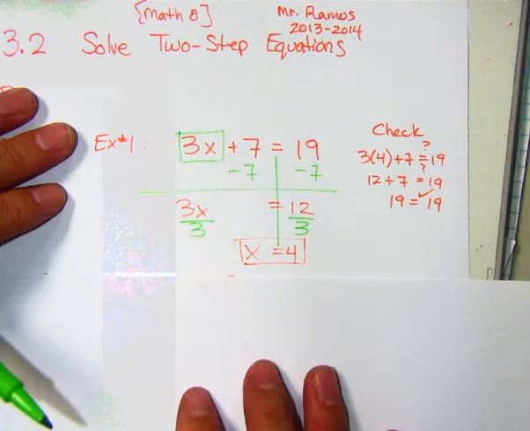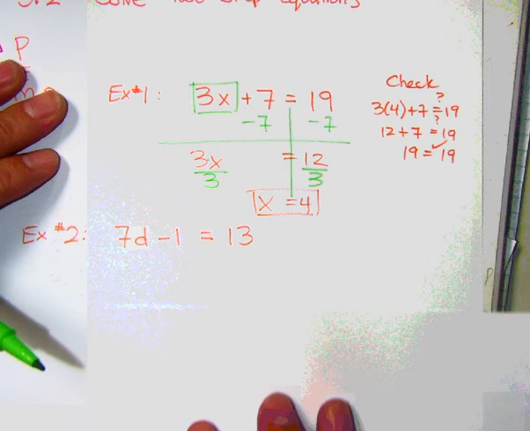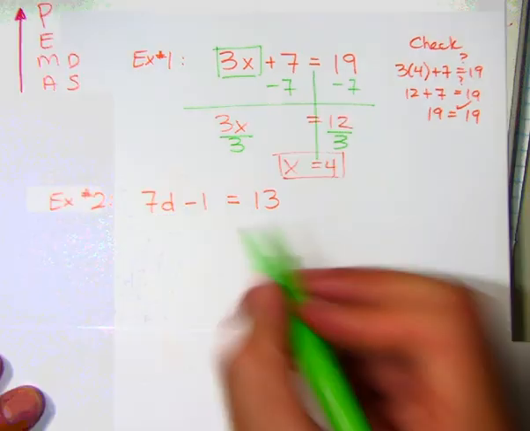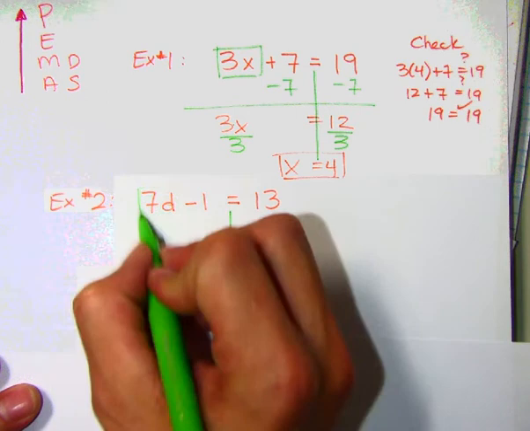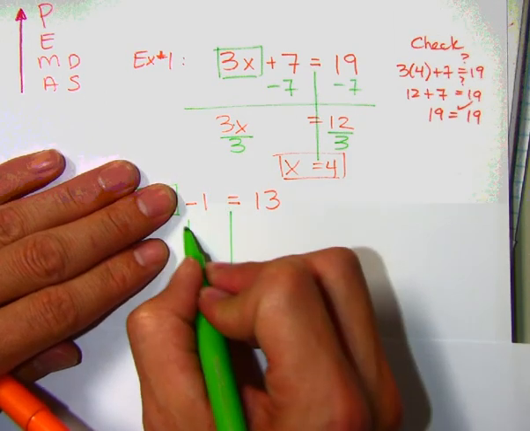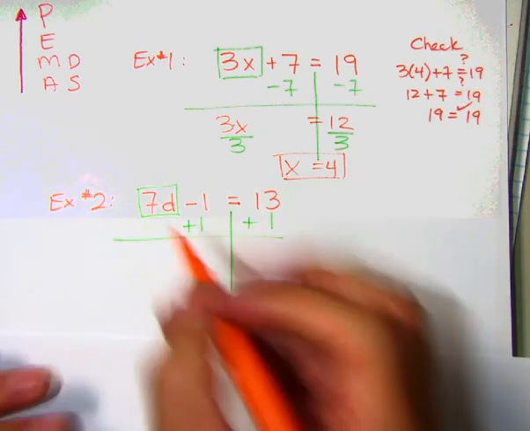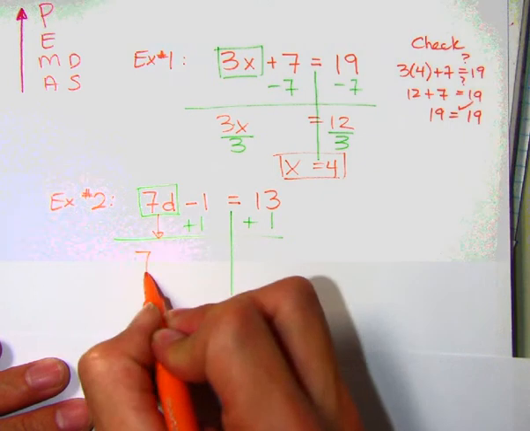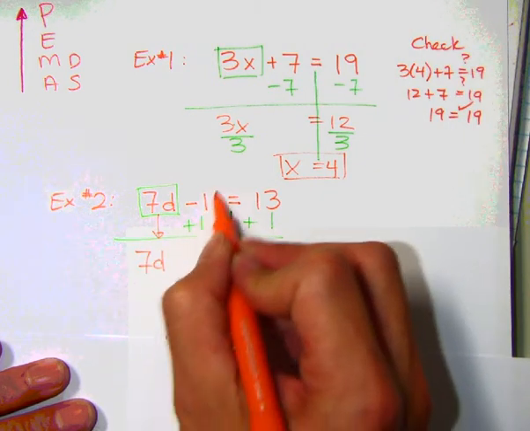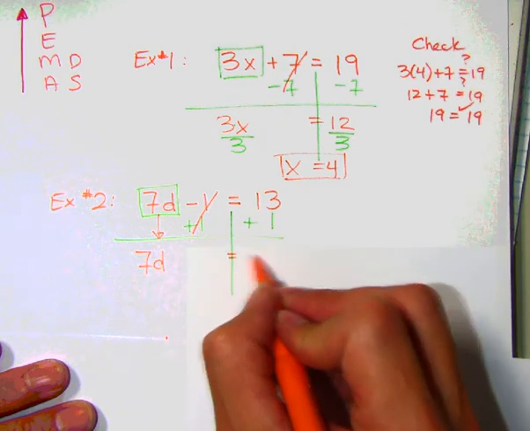All right. So let's take a look at another example if you're still not there yet. So let's take a look at this example. All right. So once again, I draw my line. I say, here's my variable. That's what's going to stay here. I see a -1 here, so I'm going to add 1 to both sides. All right. So I do that. If I add 1 to both sides, this just drops down. I get 7d. -1, +1, that goes away, just like the one above did. And then 13 plus 1 gives me 14.